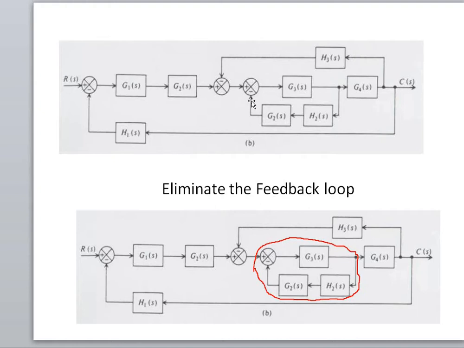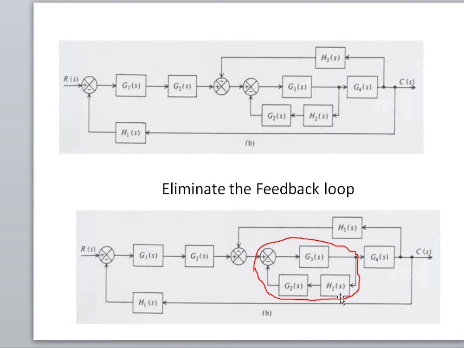In this problem, the interchanging of the summing points is necessary, because only then will we get a loop like this. You can see a feedback loop here. In order to reduce that feedback loop, we have to interchange that summing point. So the next step is to eliminate this feedback loop. You can see the feedback loop here.